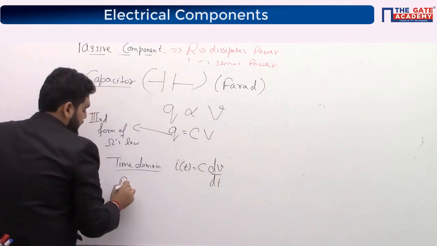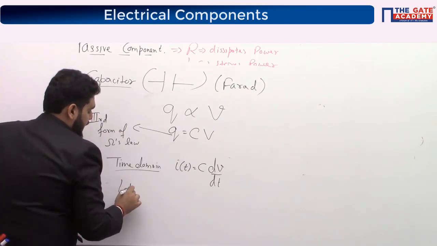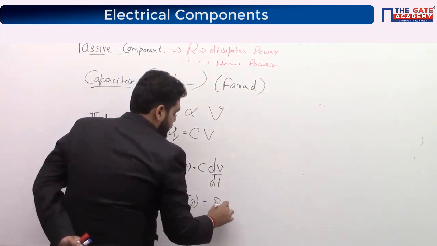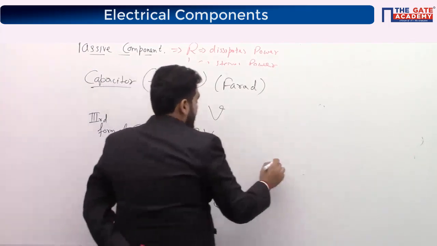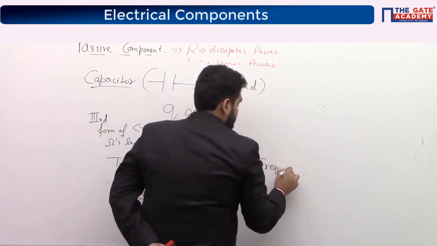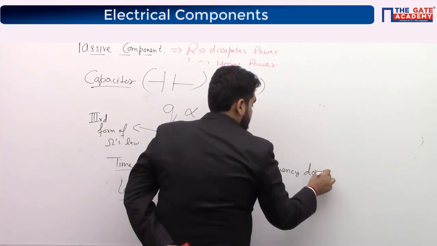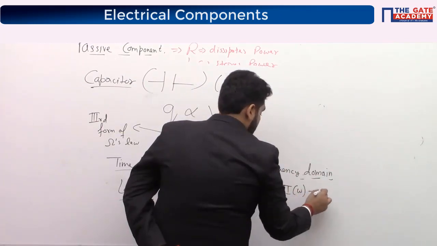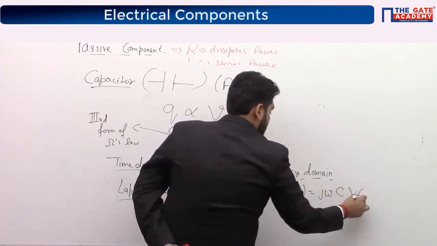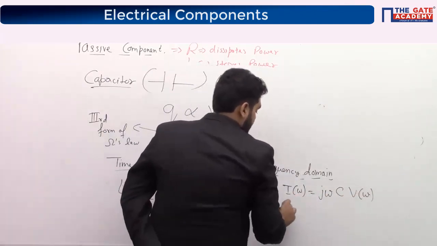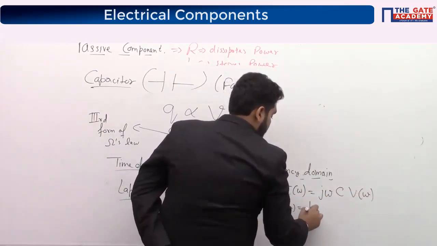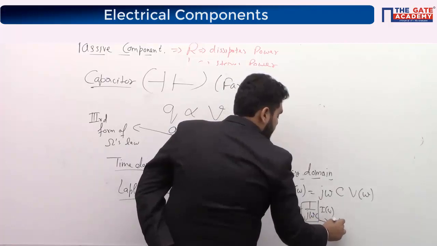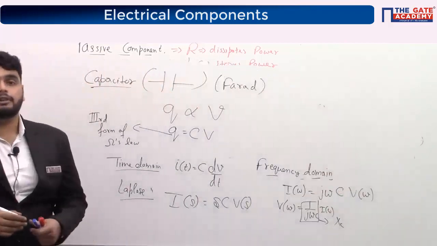Then in frequency domain, or first we will talk about Laplace domain. In Laplace domain, Is is equal to S times C Vs. And in frequency domain, I omega is equal to J omega C V omega, or I can say V omega is equal to 1 upon J omega C I omega, and this 1 upon J omega C is nothing but reactance, capacitive reactance.